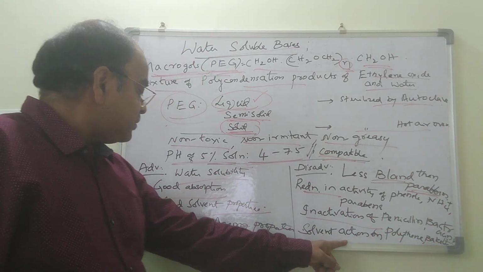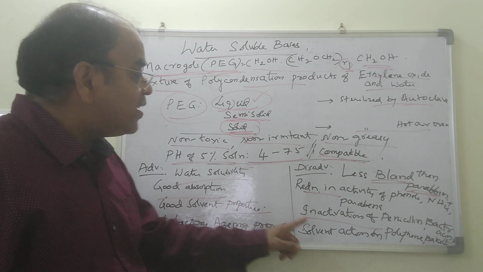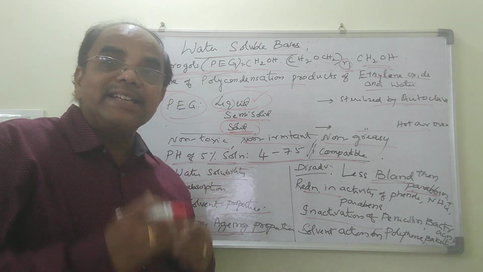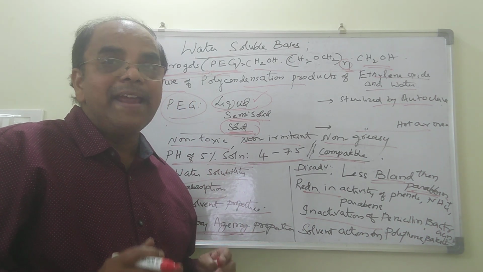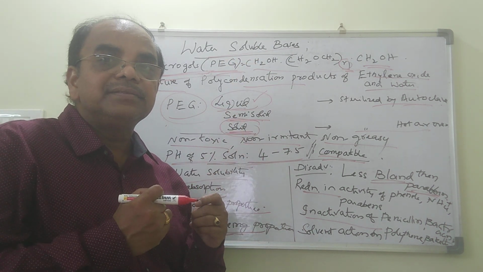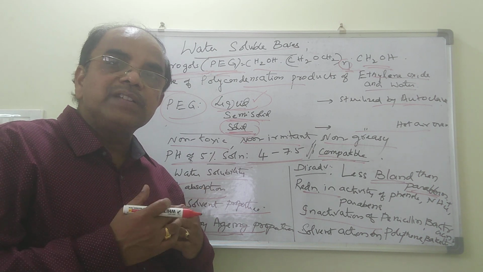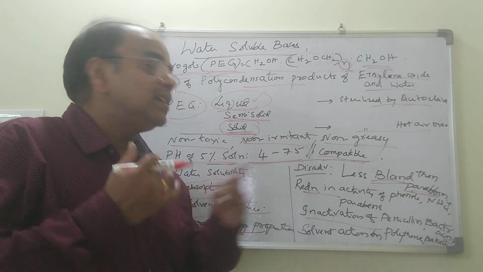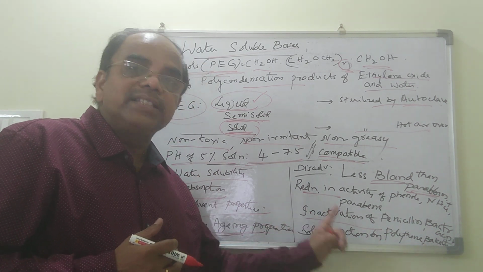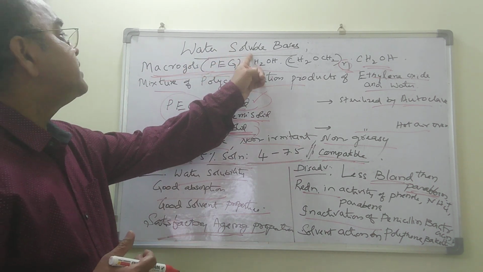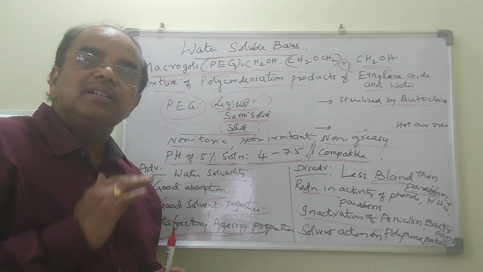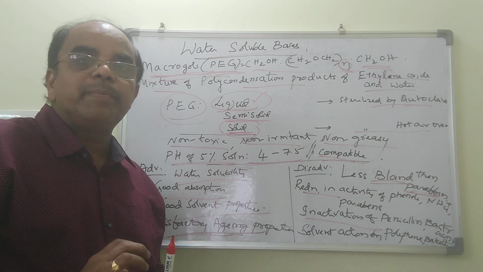And solvent action, we have studied earlier, solvent action in the polythene and bakelite. Some of the containers are made of the polythene or bakelite. This PEG is having some solvent action on the polythene container, and after a few days there is a possibility for the leakage of the drug solution from the polythene containers. These are the advantages, disadvantages of the water soluble bases, that is macrogols. This is about the ointments and various bases in the preparation of the ointments.